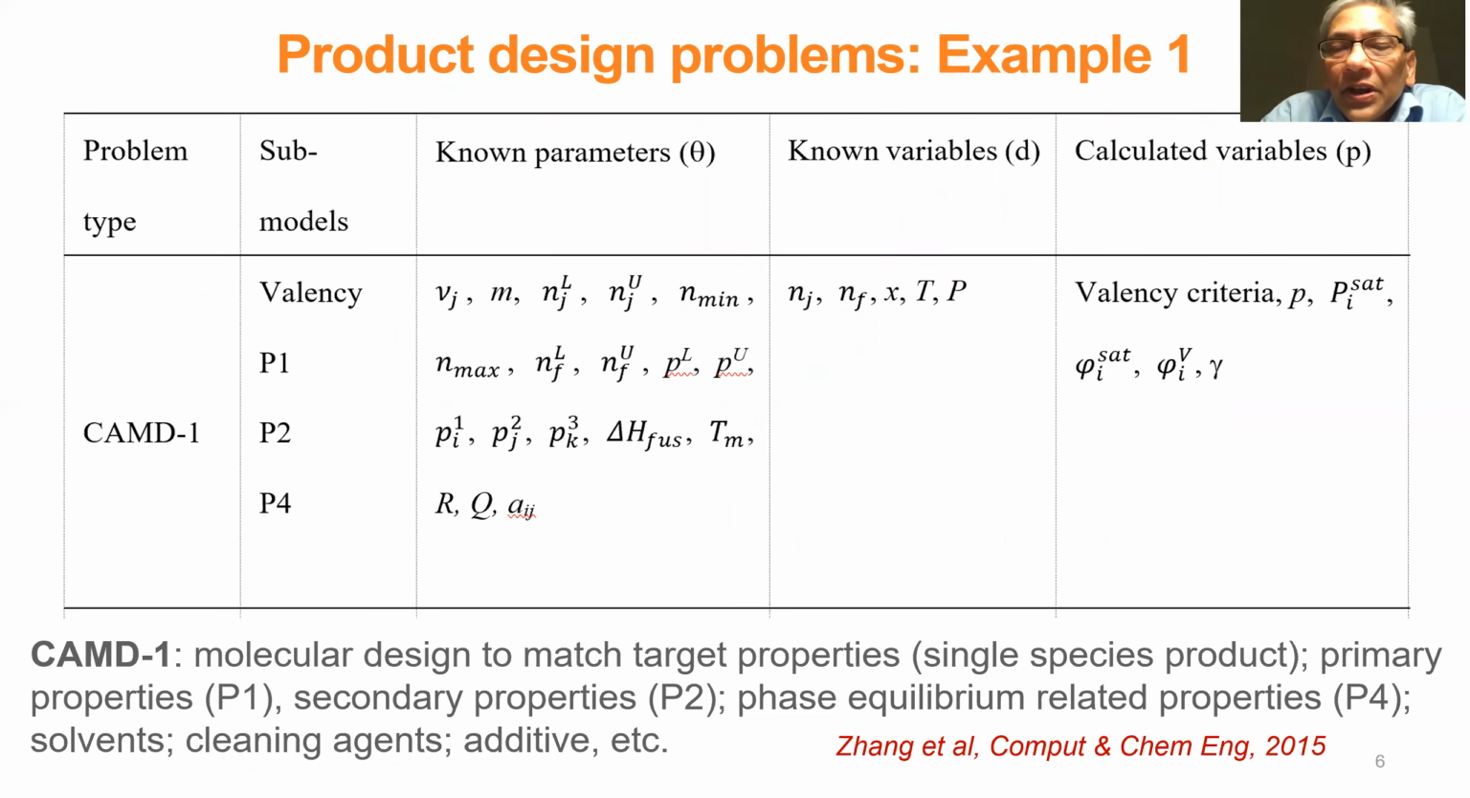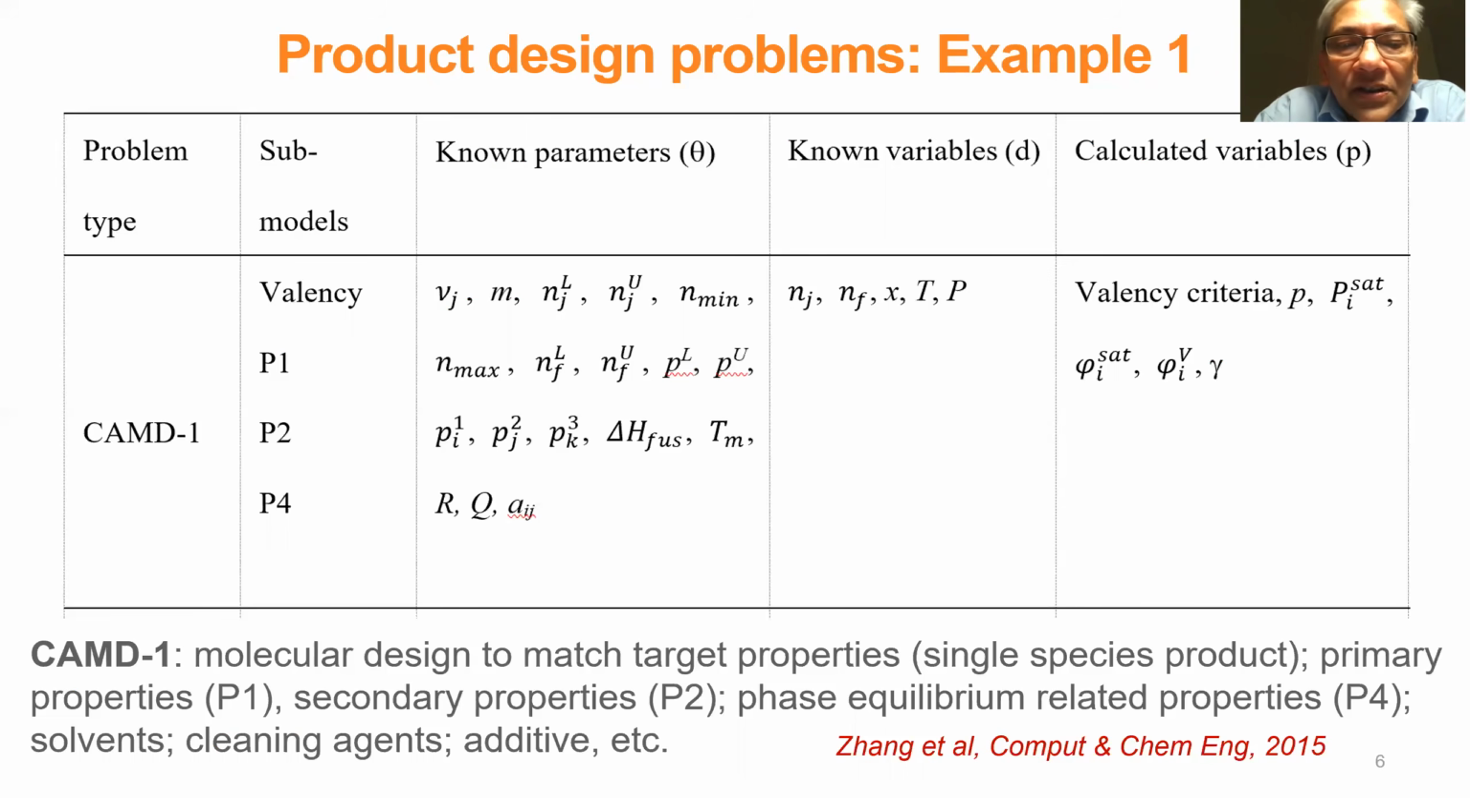Some examples of the product design problem in terms of equations. The simple single species molecular design problem, for example, would include the valency equations, the primary property equation, which are just a function of the molecular structure, the secondary, which are functions of the primary property, and sometimes the mixture equations, like in solvent, we need to calculate the solubility, then we need the phase equilibrium equations.